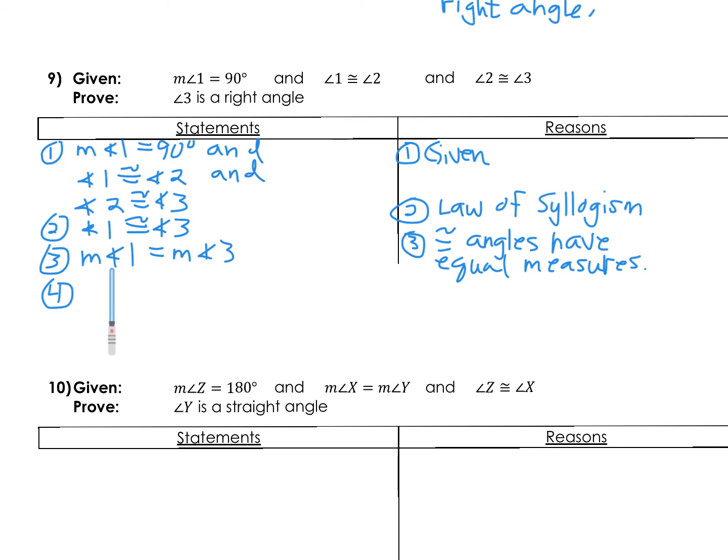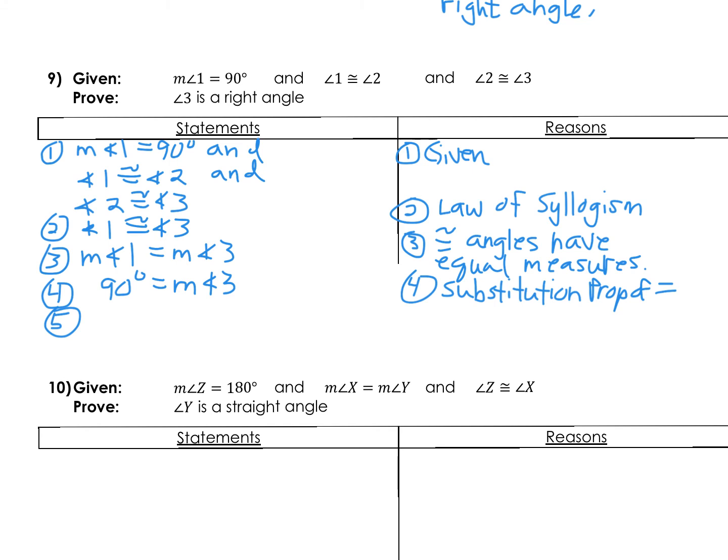Now that I have the measure of angle 1, I can substitute for the measure of angle 1 90 degrees. And that gets rid of angle 1 and leaves me with just angle 3, which is what I want. So, reason 4, substitution property of equality.